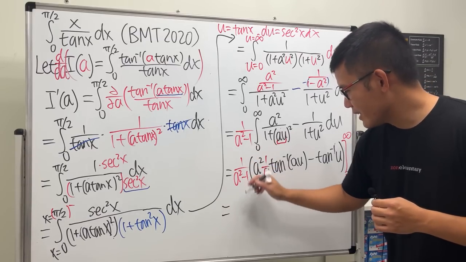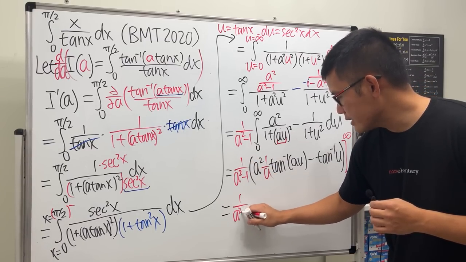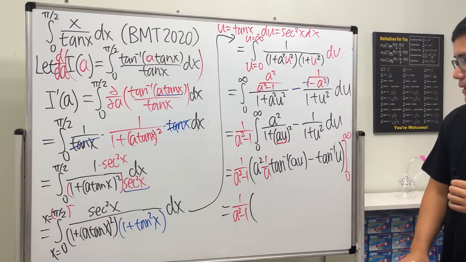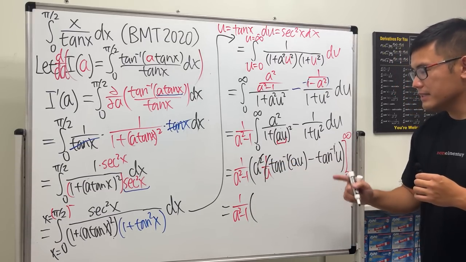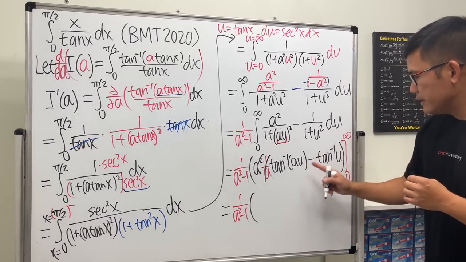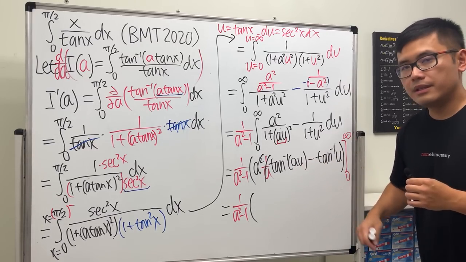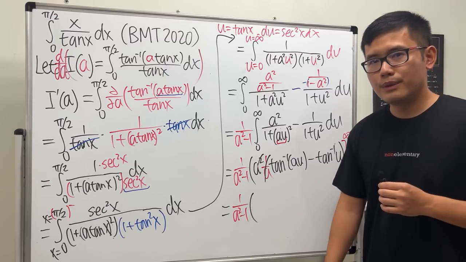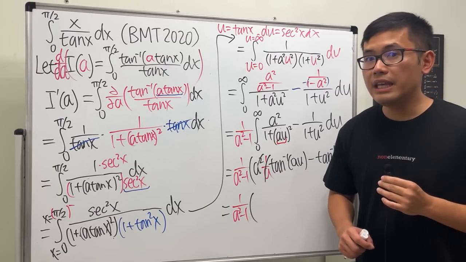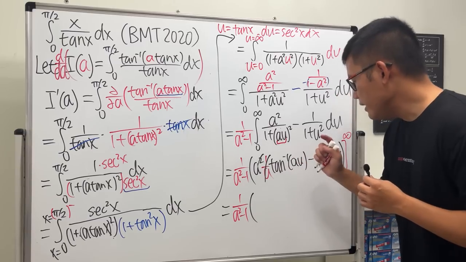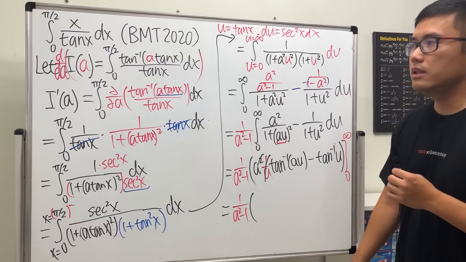All right, so here we have that 1 over a squared minus 1. Firstly, let's cancel this out. Now, here's a small part. When we put infinity to here, a times infinity. Is it infinity? Almost. Depends if a is positive or not. Because if a is negative, then we can go to negative infinity.